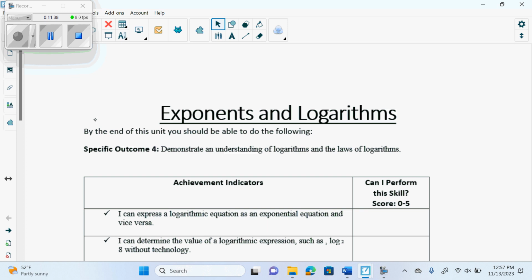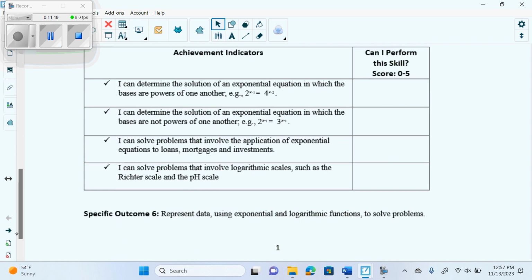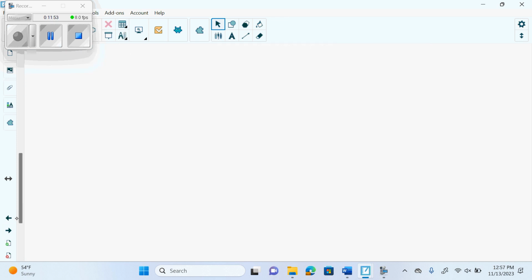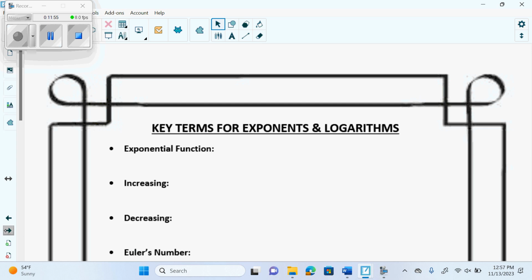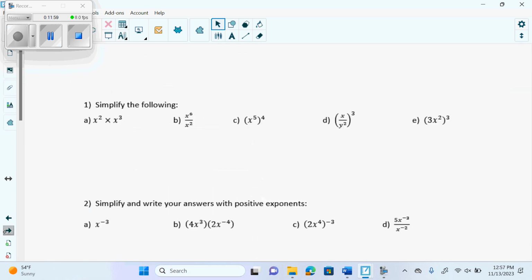So we have exponents and logarithms. By the end of this unit, you should be able to do the following. Here are all of our outcomes that you should be able to do, rated from 0 to 5, which obviously right now you can't do any of them because it's brand new. Here are definitions. We'll talk about that after, but not right now.